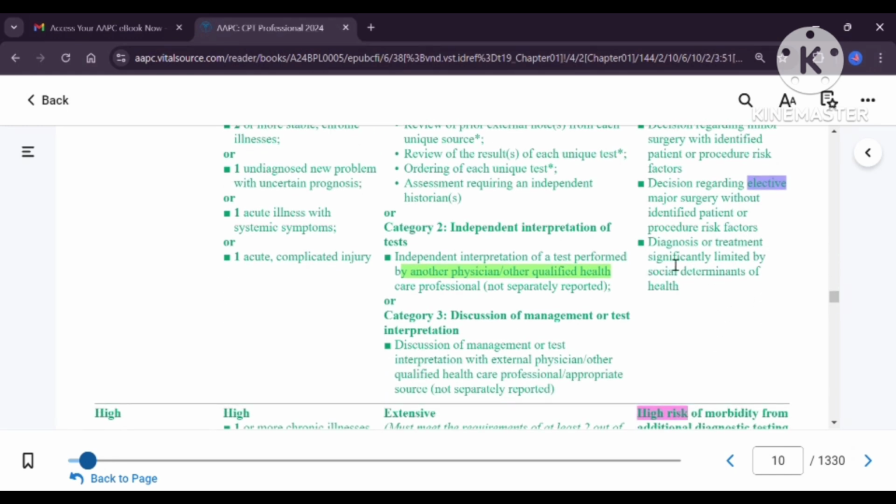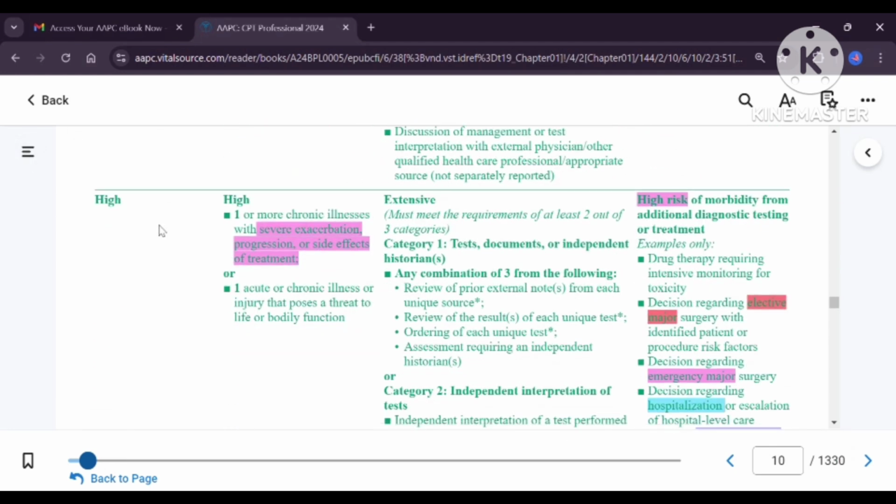Next is diagnosis or treatment significantly limited by social determinants of health. We cannot do some treatment or testing because of patient social determinants. For example, due to the economic status of the patient or due to habits like alcohol. The patient is under alcohol effect. We cannot do some testing and treatment. So all these can affect our treatment. In such a case, the risk is considered moderate, and again it falls under moderate level of MDM.